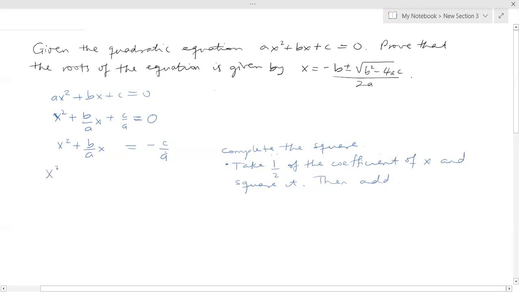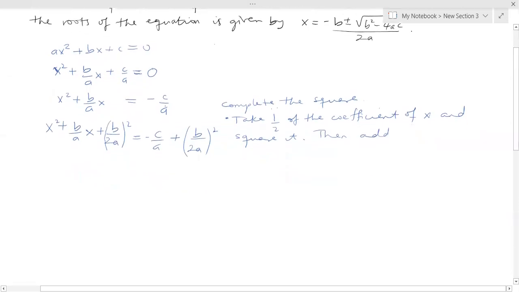Okay, so I have x squared plus b over a x plus the square of b over 2a. Whatever I do to the left side of the equation, do the same to the right side. So we have to add the square of b over 2a to this side as well to balance out. All right, so that's the addition property of equality. Great. So now we have a perfect square on the left side.